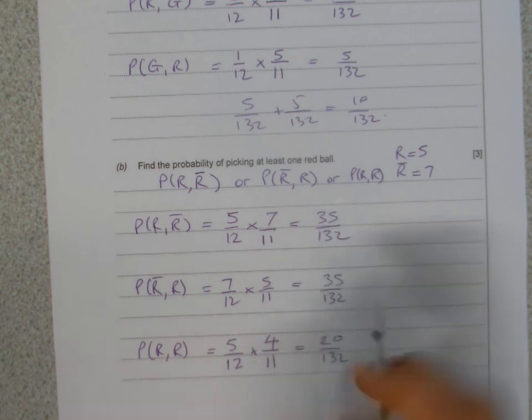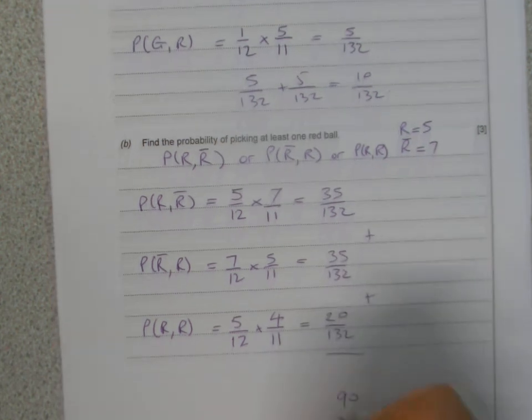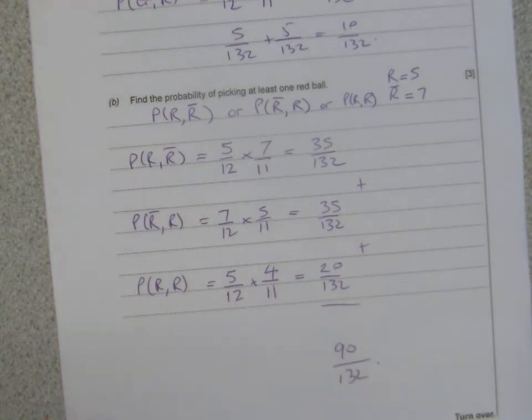To finish off, you need to add these together then. Okay, so 35, 35, and 20 is 90. Okay, so you get 90 over 132. And there's our answer.